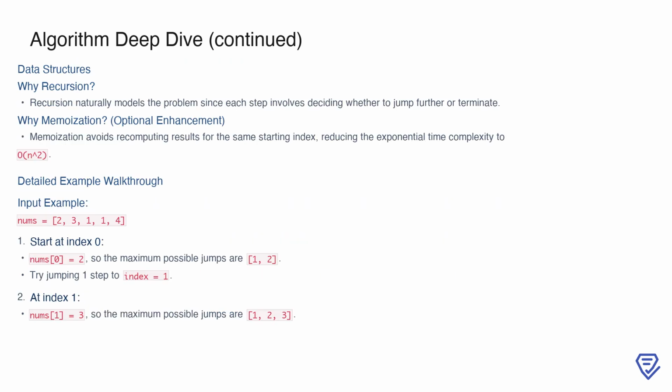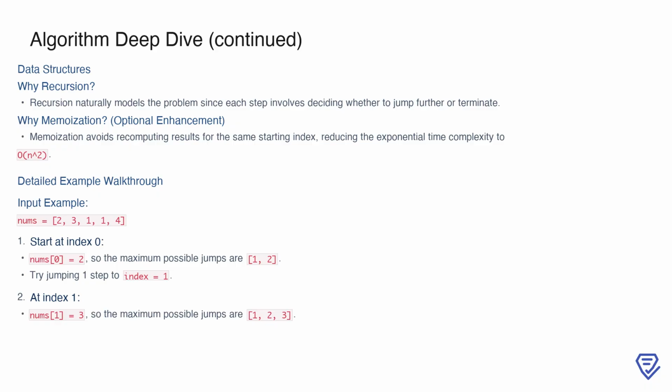Recursion is a natural fit for this problem because the decision at each position, whether to jump further or stop, is inherently recursive. By using memoization as an enhancement, we can avoid recomputing results for the same starting index, reducing the time complexity to O(n²).